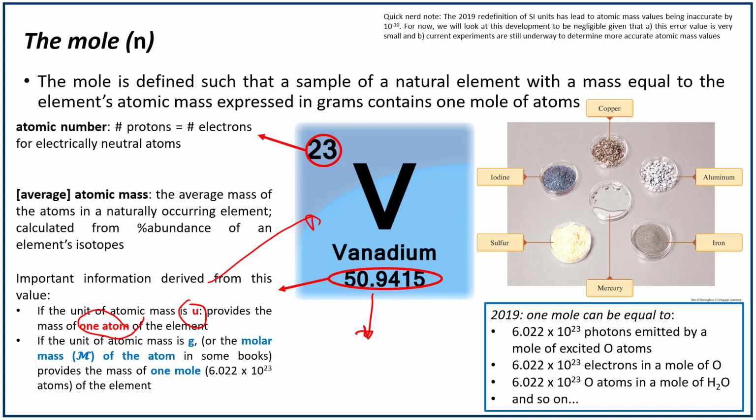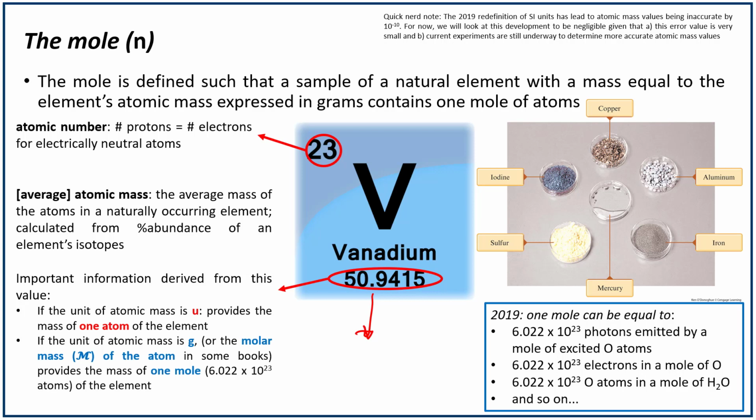Now, that being said, if the unit of this number, again, 50.9415 for vanadium, was grams, then that's actually the mass of 1 mole of a substance. Since it's still an element, we're still going to call it atomic mass, but some textbooks actually call it molar mass to indicate that that is the mass of 1 mole of an element.